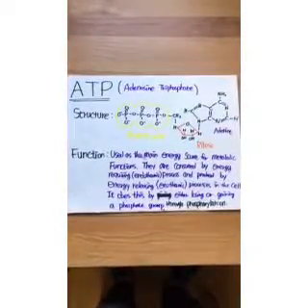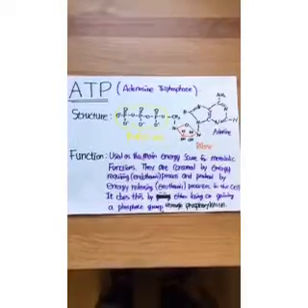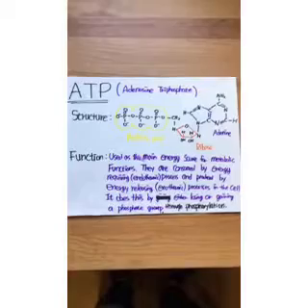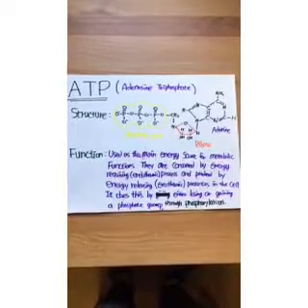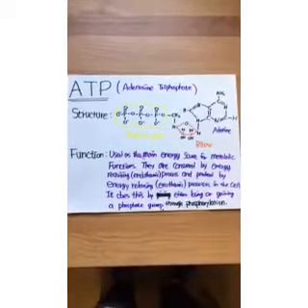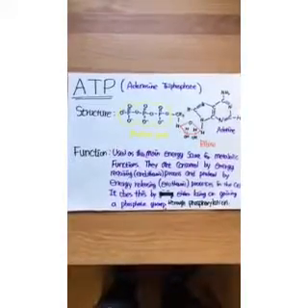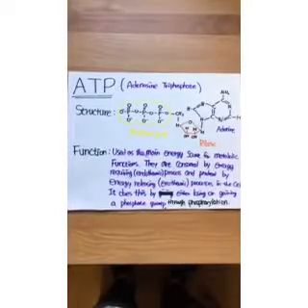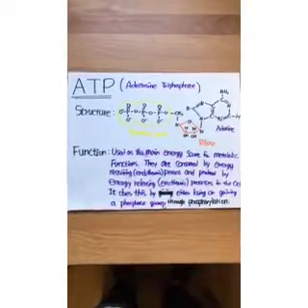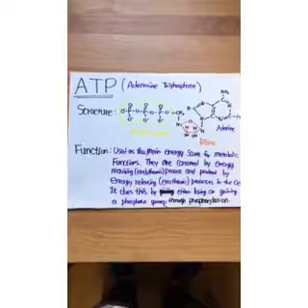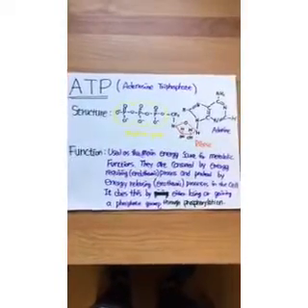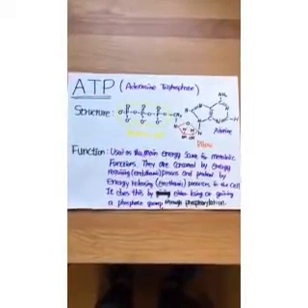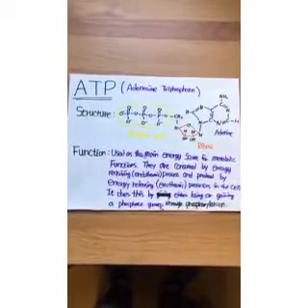Here we have ATP as a product of the cellular respiration equation. Here you can see the structure, which is a phosphate group, a ribose sugar, and an adenine group, which is a nitrogenous base. The function is used as the main energy source for metabolic functions. They are consumed by energy requiring endothermic processes and produced by energy releasing exothermic processes in the cell, which occur in the mitochondria. It does this by either losing or gaining a phosphate group through phosphorylation.